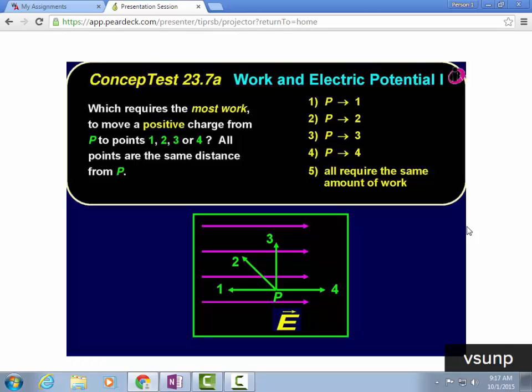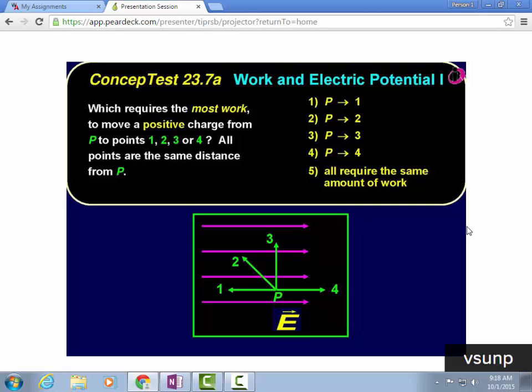You have it conceptually. Which requires the most work to move a positive charge from P to points 1, 2, 3, or 4? The most. Yeah, it should be. No, 3. Would it be one? Well, I'm thinking, if you look at the cosine, they would work in the direction of the field. So what are you working against? You're working against the field. So no, it's not gonna be 4. You know it's not going to be 4. That's right.